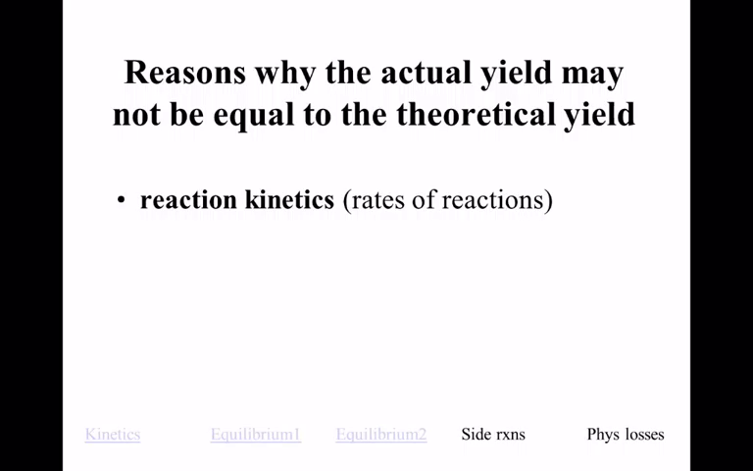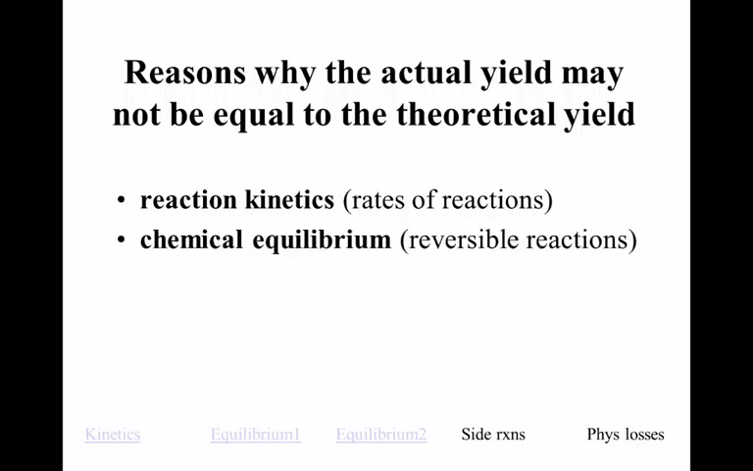In chemistry or chemical reactions, there's this thing called reaction kinetics. The word kinetics in this sense means how fast it occurs. So in other words, it's possible that it occurs too slowly that you don't wait long enough for the reaction to occur.